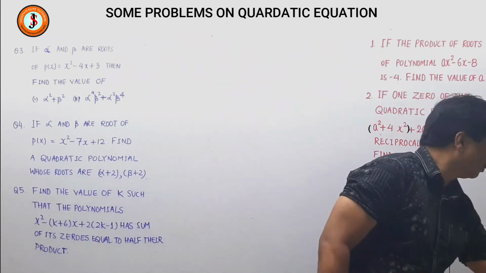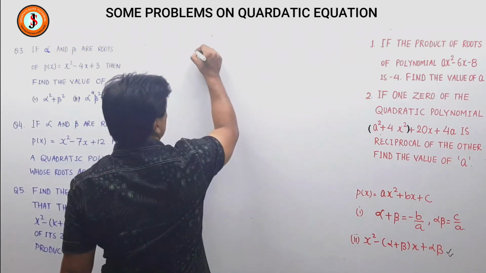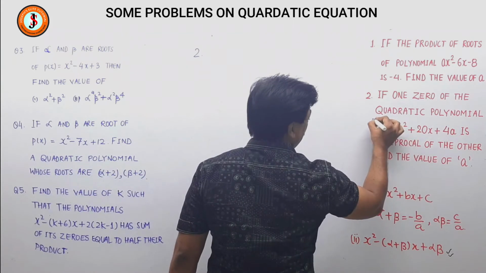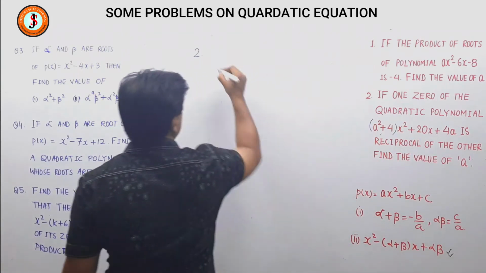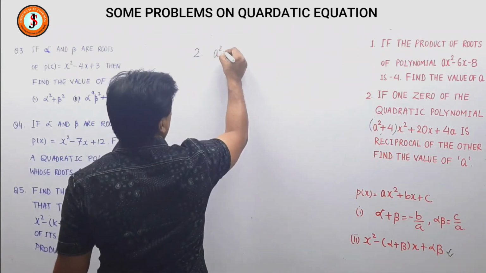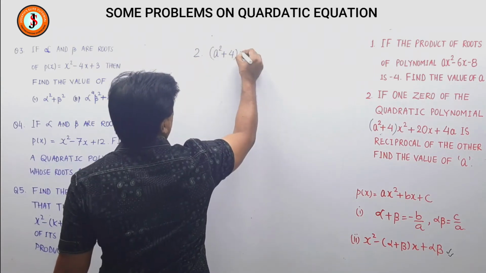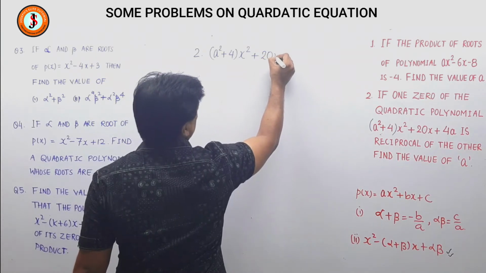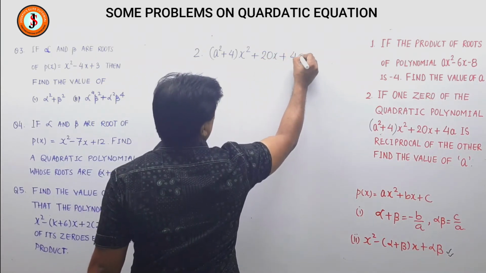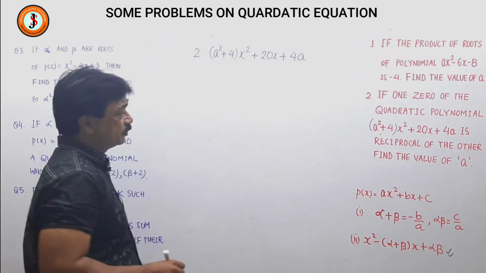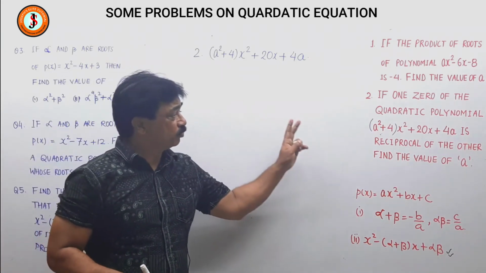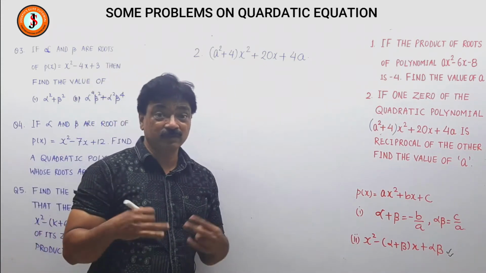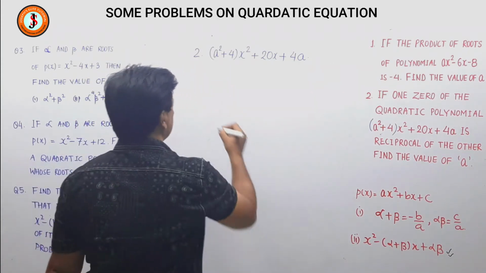Next question is given. So, first I write question number 2, I write down the polynomial. Now, here there will be a bracket for sure. So, it will be (a square plus 4) x square plus 20x plus 4a, isn't it? This is given. If one zero of the quadratic polynomial is the reciprocal of the other, and if I take one of the zeros as alpha, the other zero will be 1 by alpha. So, I start the solution.